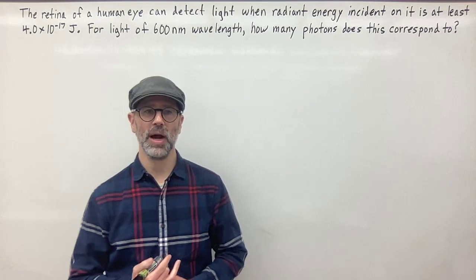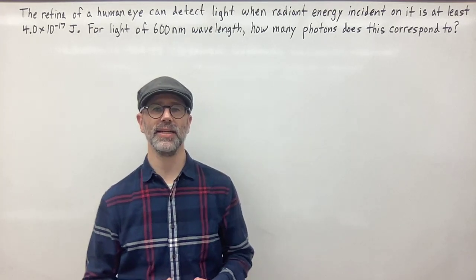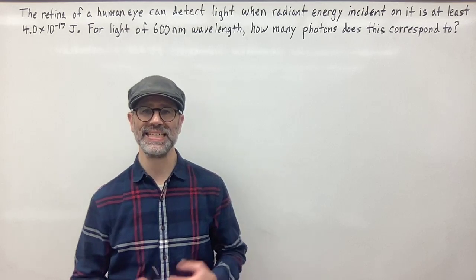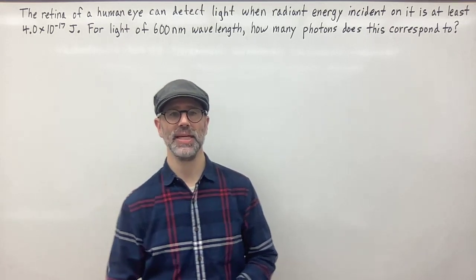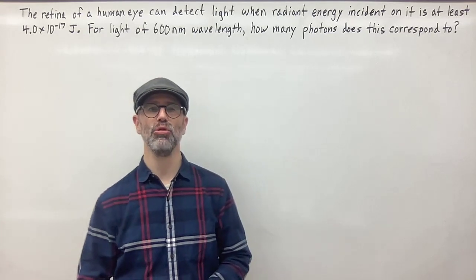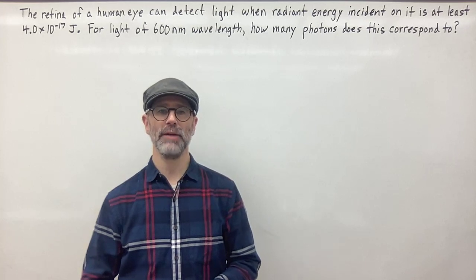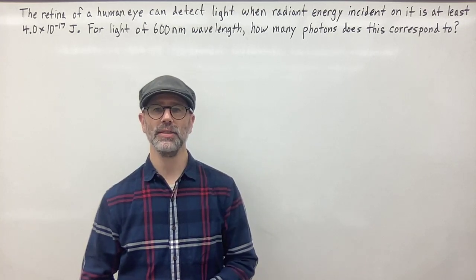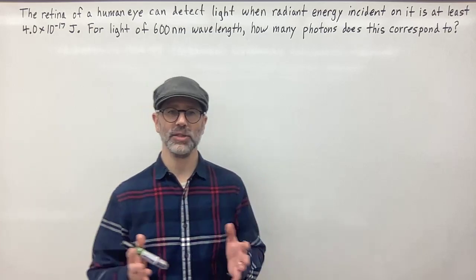So here in this problem we're given that the retina of a human eye can detect light when radiant energy incident on it is at least 4.0 times 10 to the negative 17 joules of energy. For light of 600 nanometers wavelength, how many photons does this correspond to? Okay, so how do we attack this problem?